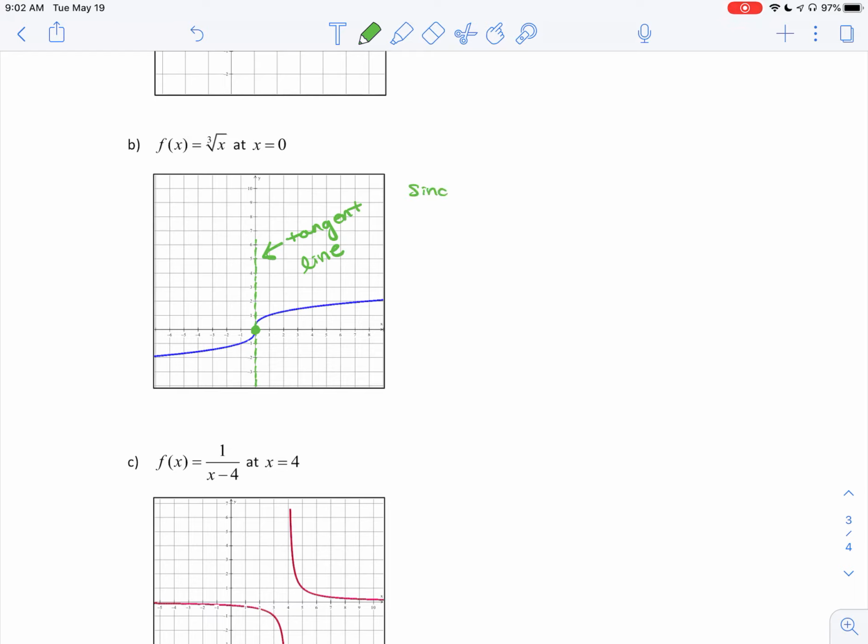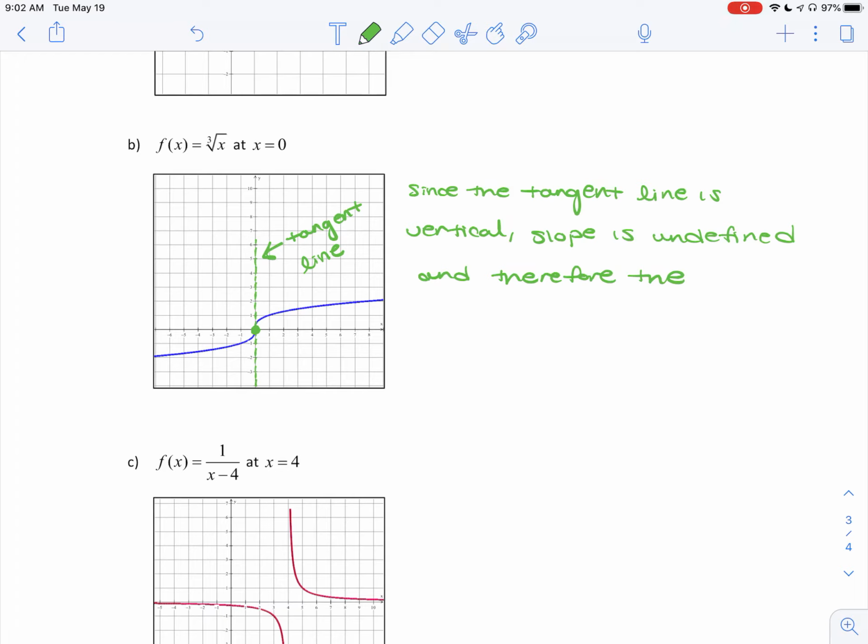So we'll say since the tangent line is vertical, the slope is undefined, and therefore the derivative is undefined. All right.